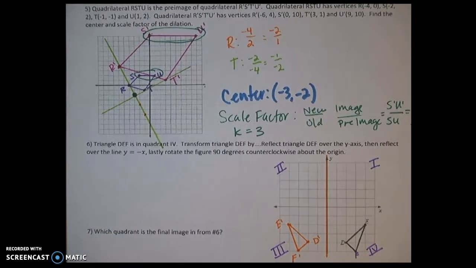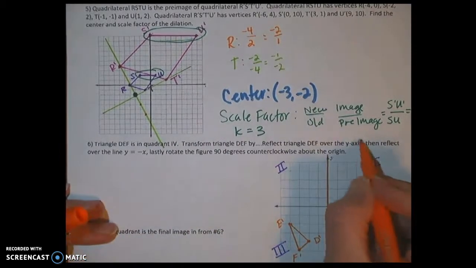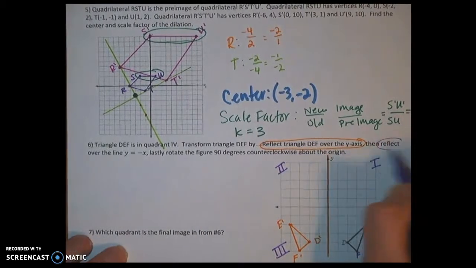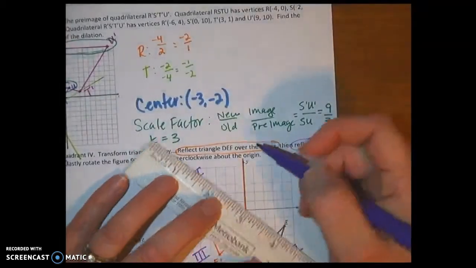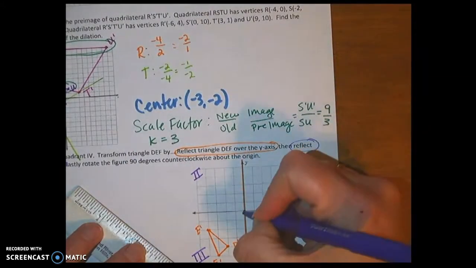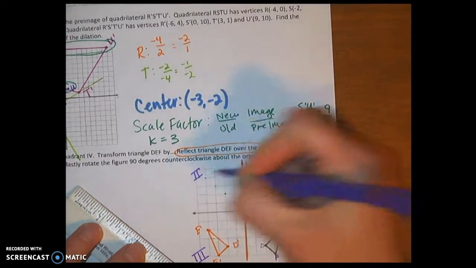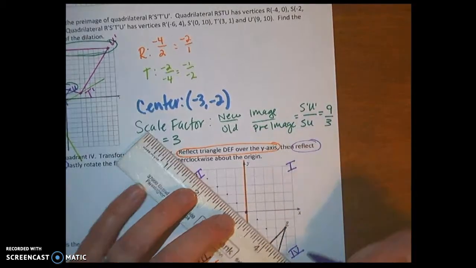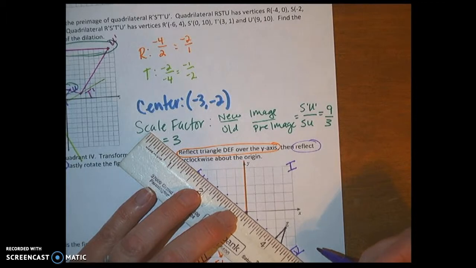The next thing that they ask you to do, so your first one right here was to reflect it over the y-axis. My second says reflect over the line y equals negative x. Remember, negative x is going downhill. My center is at 0, 0, and you've got a negative 1 slope. So it's all of these points right here. So I'm going to go ahead and graph the line y equals negative x.